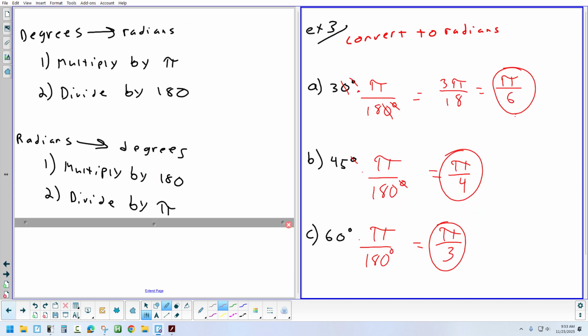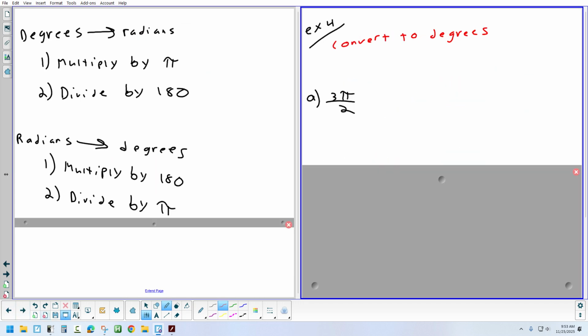Okay, and let's finish up with converting the other way. Convert 2 radians. When you're converting 2 radians, you multiply by 180 and you divide by pi. What cancels out there? Raj? The pi. And how many times does 2 go into 180? Yep. 90. So you end up with 270 degrees. Okay. Any questions on that?